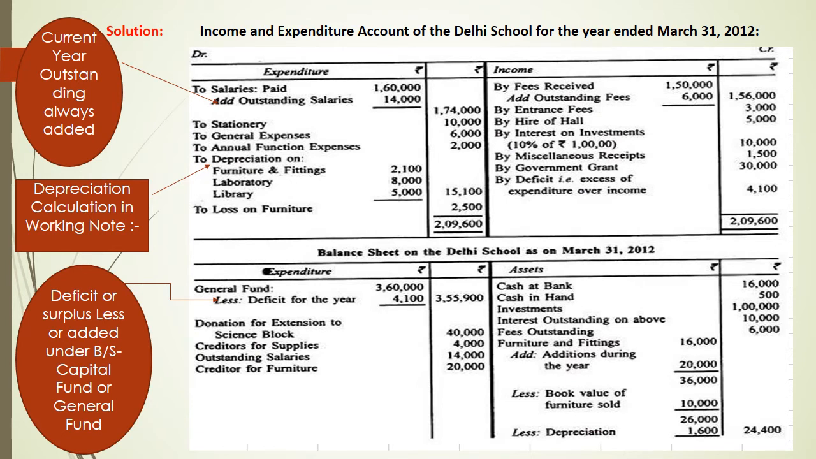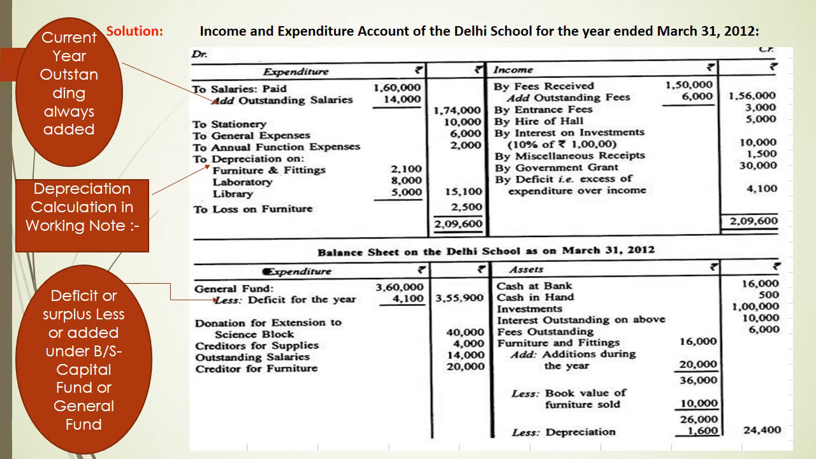Income and expenditure account of Delhi School for the year ended 31st March 2012. The solution is here. In this slide I have prepared the income and expenditure account and the balance sheet also. If you see the income side of this account, I have written that fees received is 1,50,000 and outstanding fees is 6,000. The outstanding fees means the adjustment already given in the previous slide, that the fees still receivable is 6,000. So the amount not received in the current year is related to current year income, so we have to add it to the fees received, and whenever it is received in next year, it should be deducted from that period.